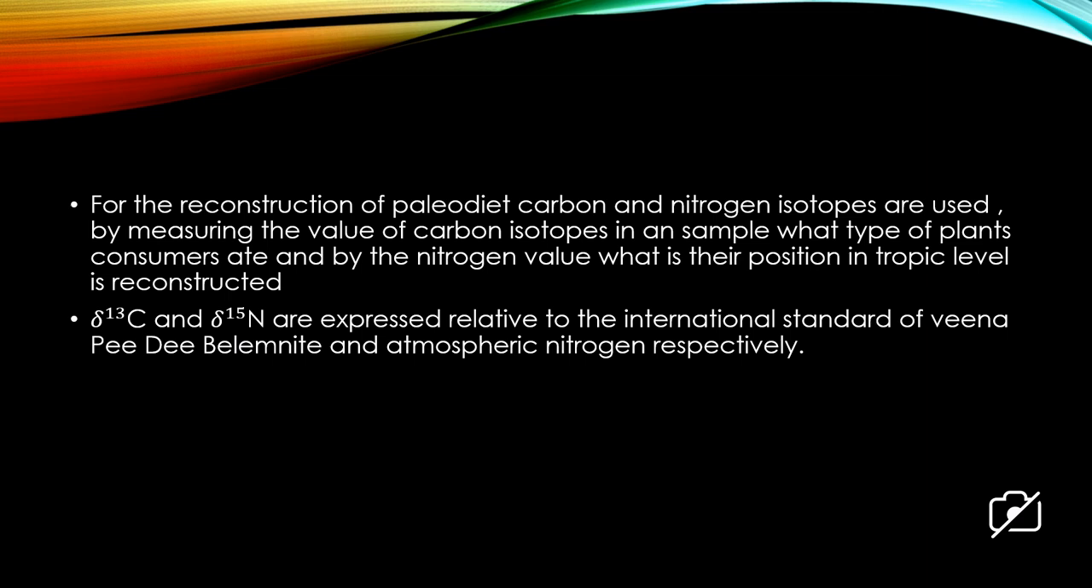For the reconstruction of paleodiet specifically, two types of isotopes are in use. These are carbon isotopes and nitrogen isotopes. Carbon isotopes are very helpful to understand what kind of plants and food humans ate in their life in the past. And nitrogen isotopes are very useful to reconstruct the trophic position of past consumers. It includes both animals and humans.